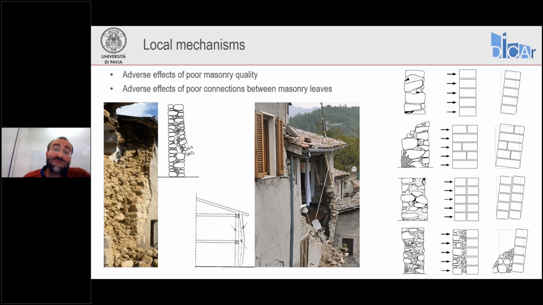These local mechanisms are usually adversely affected by the quality of masonry. For example, if we have rubble stone masonry with very poor mortar, or with round stones, with masonry leaves poorly connected with each other, with loose filling between the leaves, all these conditions may lead to the development of local mechanisms, starting from buckling of masonry leaves and loss of infill to overall overturning of these walls.